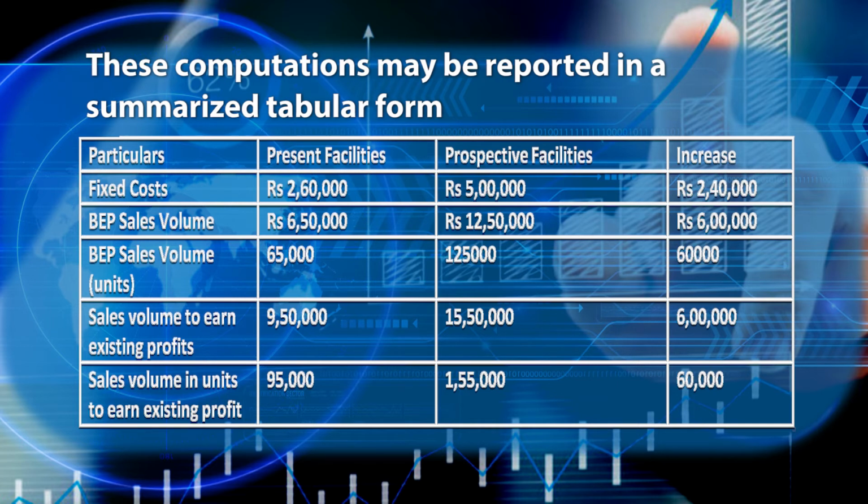BEP sales volume in units for present facilities is 65,000 units and for prospective facilities 1,25,000 units, which shows an increase of 60,000 units. Sales volume to earn existing profits for present facilities is rupees 9,50,000 and for prospective facilities 15,50,000, which is an increase of 6 lakhs. Sales volume in units to earn existing profits in present facilities is 95,000, which increases to 1,55,000, that is an increase of 60,000.